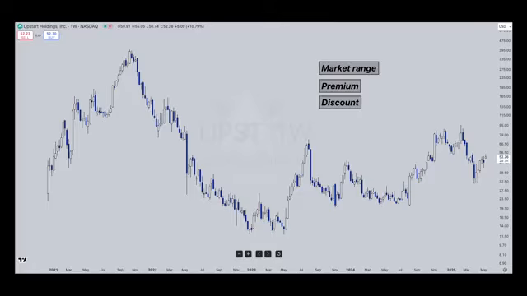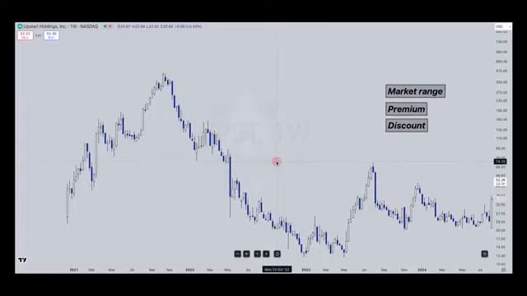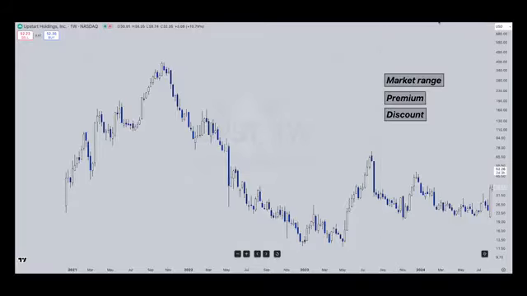And now I want to give you the principles of market range. These are basically the laws that guide the way you are going to use this concept of the market range and how to trade with this idea.